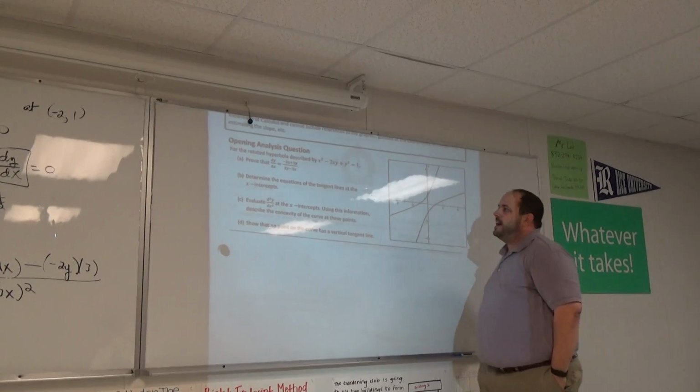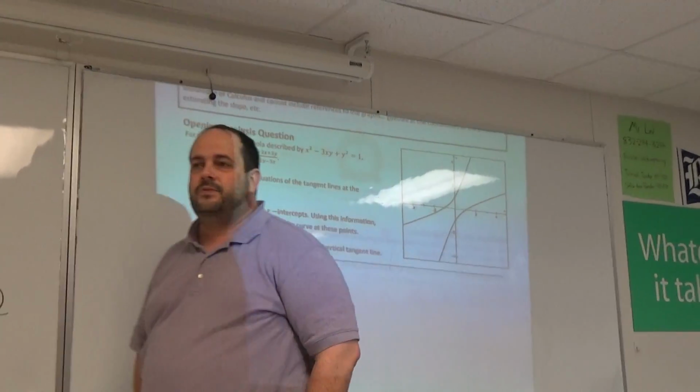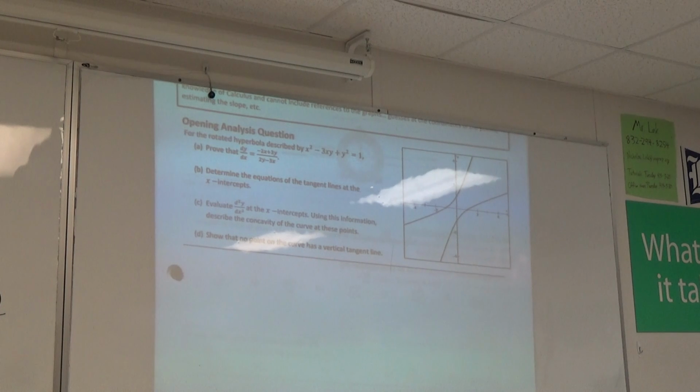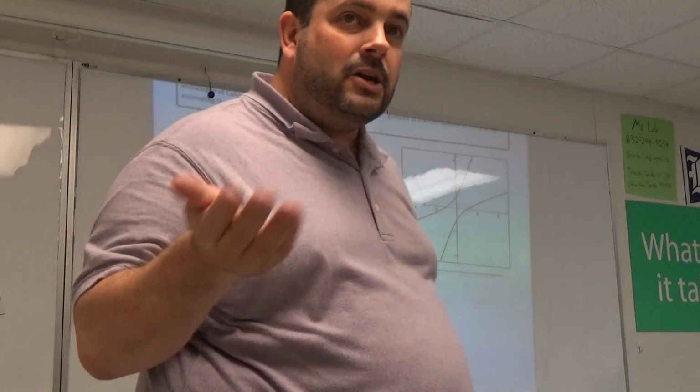Question for the rotated hyperbola described by x squared minus 3xy plus y squared equals 1. Part A, they want you to show that that is actually the derivative. We did something similar to this on Thursday.